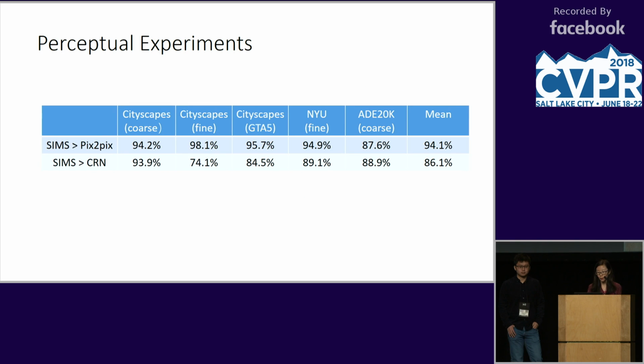We also conduct perceptual experiments to compare our approach to prior work. We perform A/B tests under 5 experimental settings. On average, in 94% of the comparisons, people believe our synthesized images are more realistic than the ones by Pix2Pix. And in 86% of the comparisons, people prefer our results over CRN.